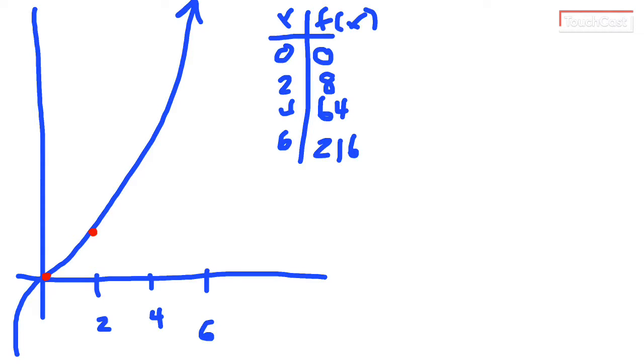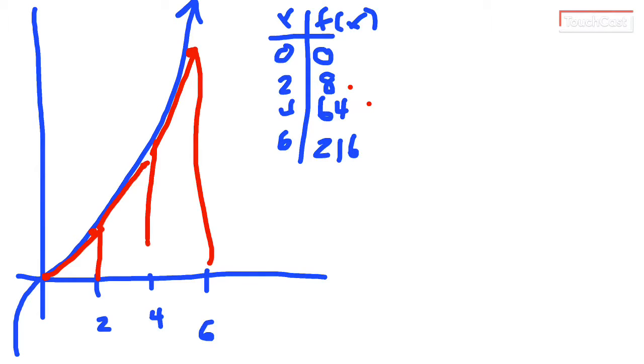This first trapezoid has one height that's 0, so that's going to end up looking like a triangle. My next trapezoid, I'm going to average the heights at x equals 2 and x equals 4. I'm just going to average 8 and 64. The last one is between 4 and 6. All right, so I'm going to add up the areas of those 3 trapezoids. Each one of my trapezoids happens to have a width that is the same.